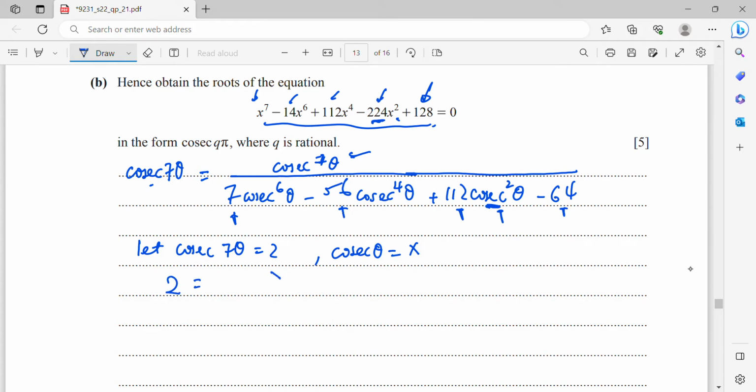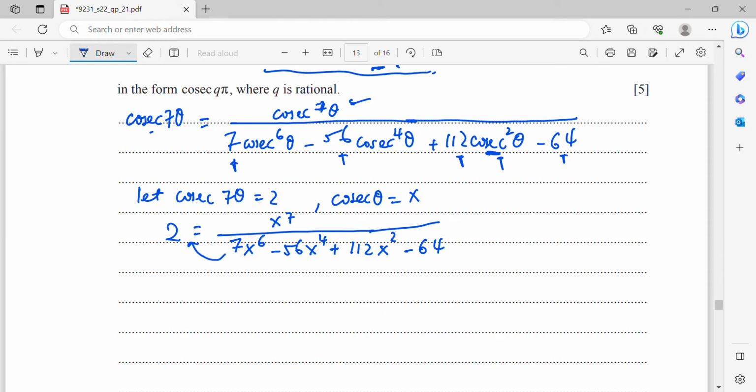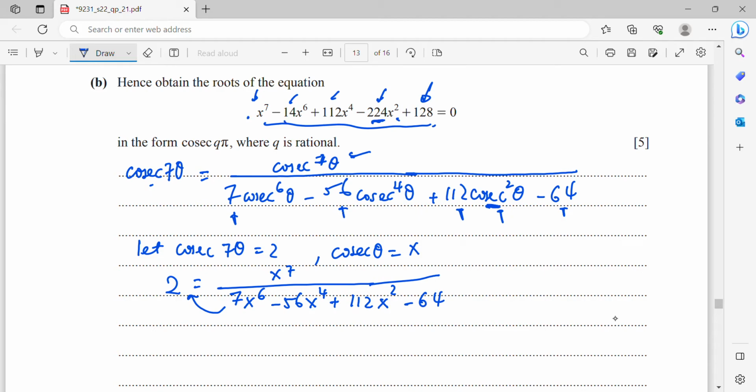So my numerator is x^7, over 7x^6 minus 56x^4 plus 112x^2 minus 64. Alright, so now I multiply all these terms to the left hand side, so then you will be getting all the coefficients. So I will get 14x^6 minus 112x^4 plus 224x^2 minus 128. So the double of 64 is minus 128, equals x^7, because when I move up.